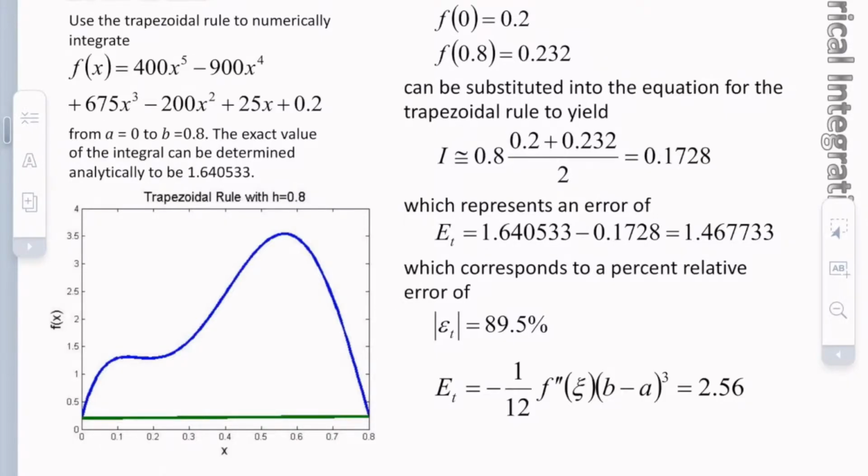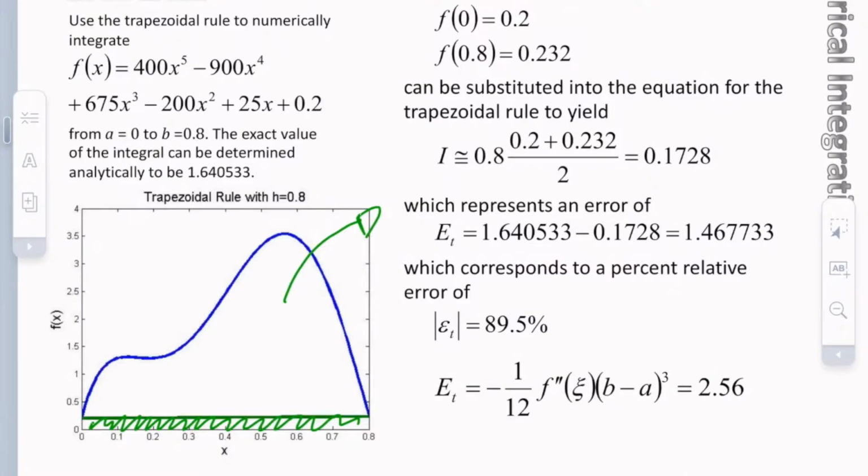If we substitute these values into the equation for the trapezoidal rule, we have I equals 0.8 times 0.2 plus 0.232 divided by 2 equals 0.1728. Comparing it with 1.640533, the error is approximately 89.5%. This is an extremely large error, as you can see, because the area that was computed is only this value, and this area has not been taken into account in the integration.